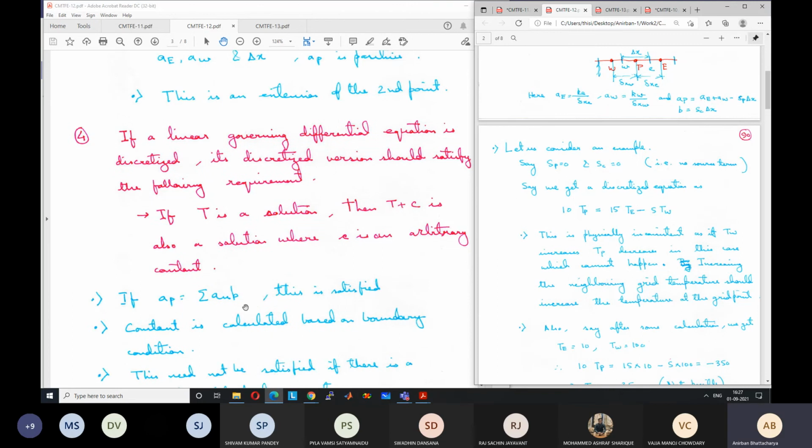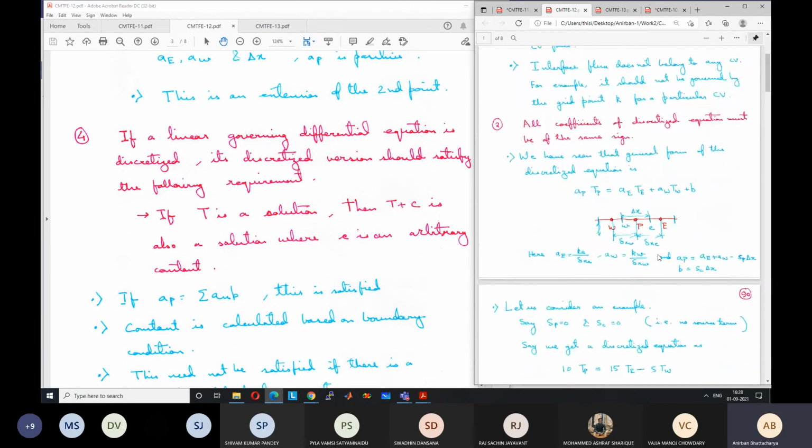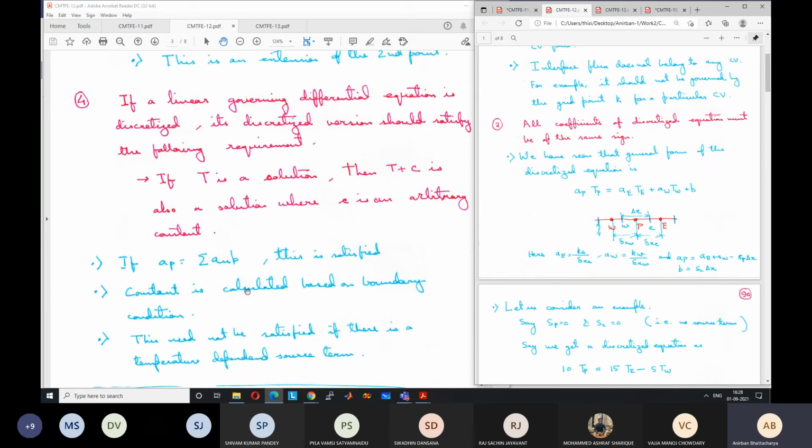If there are no source terms, AP is equal to AE plus AW. Or if there are more than two neighbors, AP will always be equal to AE plus AW plus AS plus AN, or whatever the neighbors are. So AP will be the summation of all the neighbors. If this is the case, this condition is automatically satisfied, because AP TP is equal to summation of A nb T nb, and summation of A nb is AP. You can just replace T with T plus C, and you will see that the equation is also satisfied.